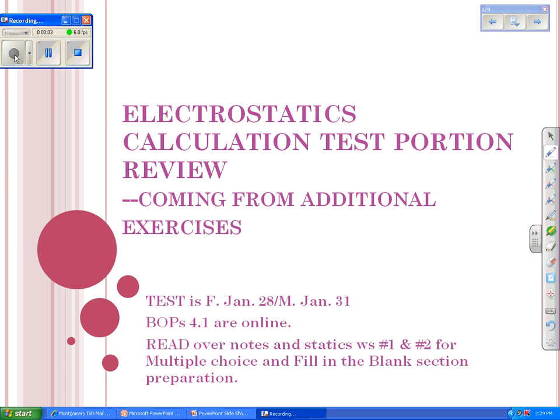All right, ladies and gentlemen, this is the electrostatics calculation test portion review. This is coming from the additional exercises that you received in class. I'm only going to be doing a portion of those problems. I won't be doing all of them, so just be aware of that. But the ones that I do, I will tell you how they apply to the other problems as well.